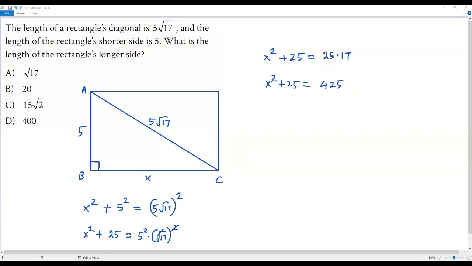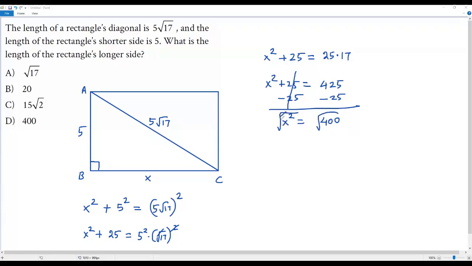Okay, now to solve for x squared, we have to get rid of all the values around the variable x squared. For that, first I have to get rid of this positive 25. So I have to subtract 25 from both sides. When I subtract 25 from both sides, positive 25 and negative 25 will cancel out. I get x squared equals the simplification of this, that is 425 minus 25 is 400. My aim is to get the value of x, so we have to get rid of this square. For that, I have to take a square root on both sides.